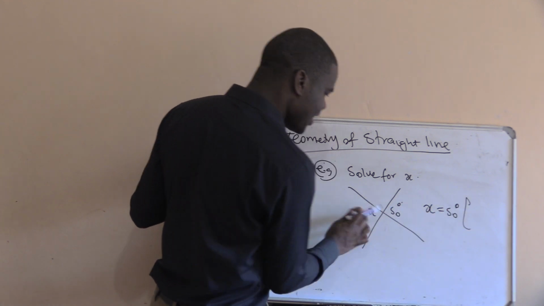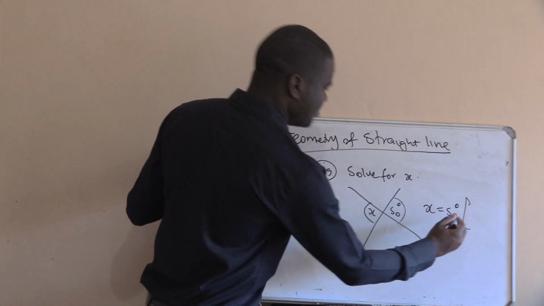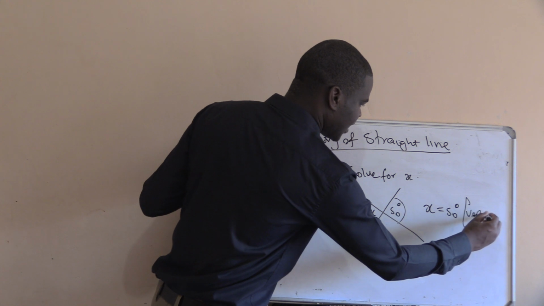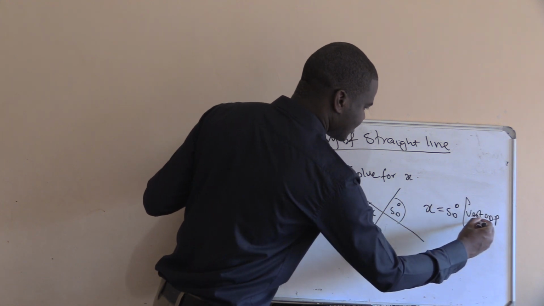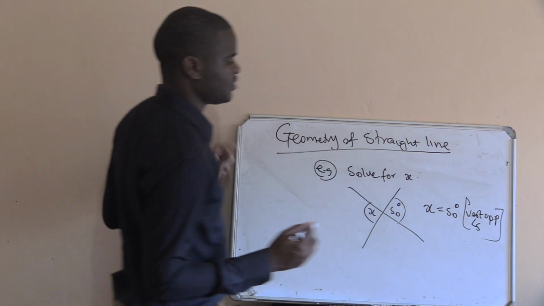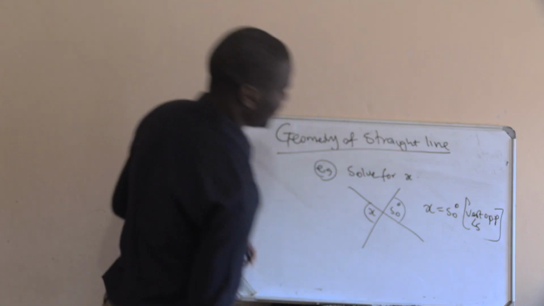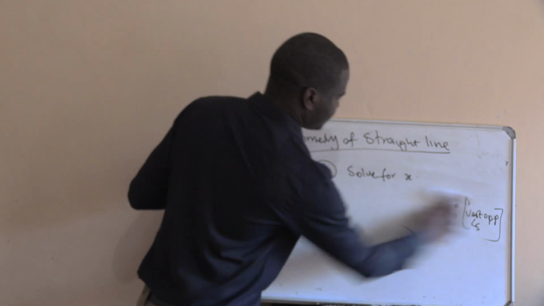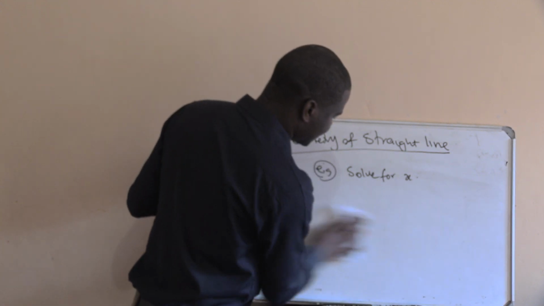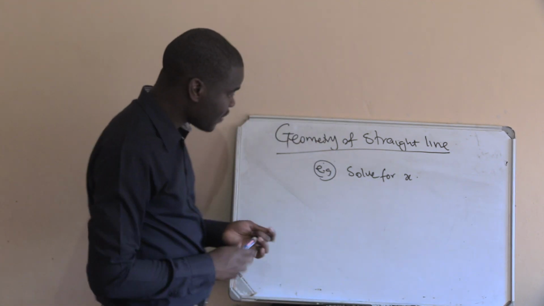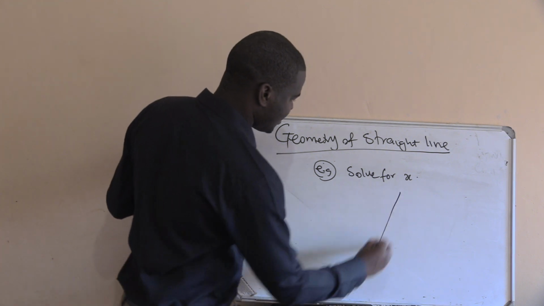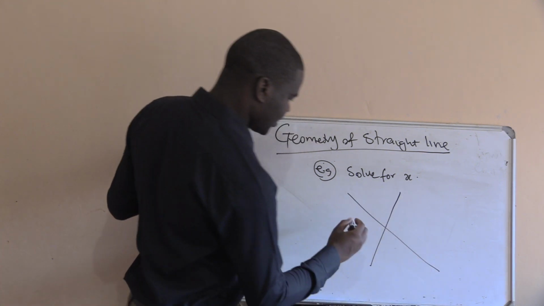What is the reason? Why this one and this one are equal? Because vertical opposite angles are equal. You see? This is the example. Now, let's say we have another one. Are you able to solve if we have another one? Okay, let's have this one. Look at this one.